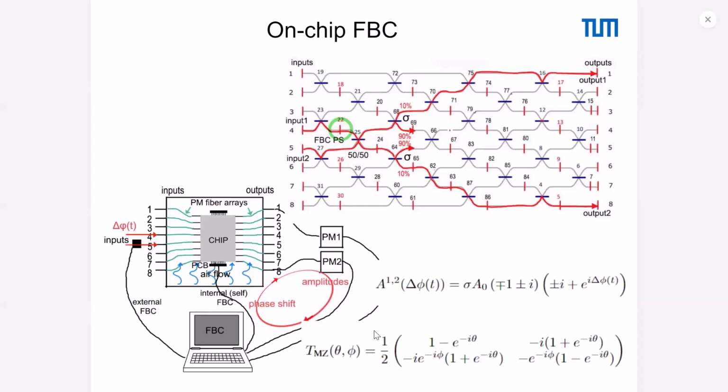fast measurement power meters. And by measuring this power difference, we can actually identify the phase shift which we have to apply to correct our phase. So this is the equation which I show. This amplitude depends on the phase shift between these two inputs. Okay, so this is the idea.